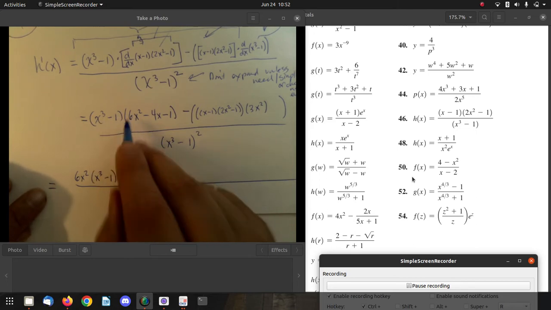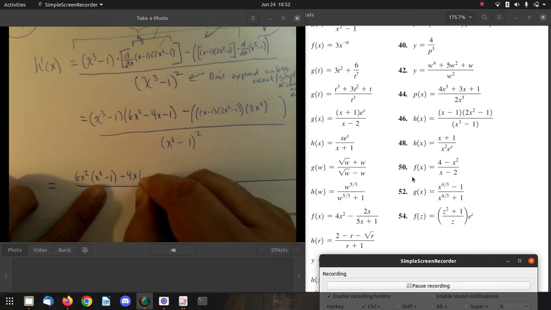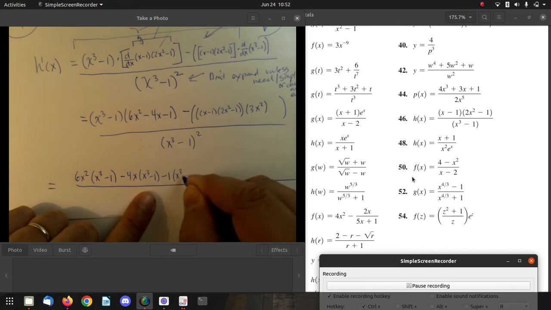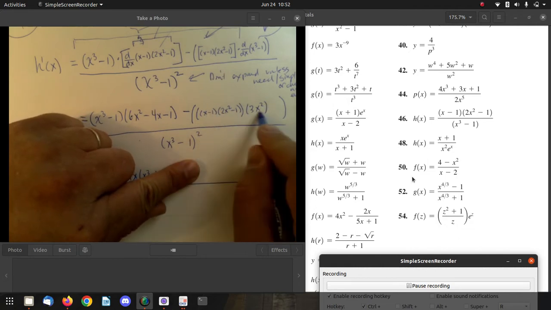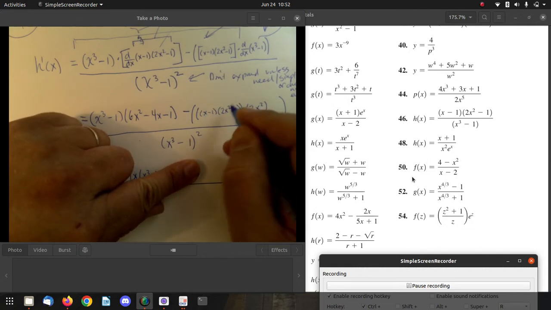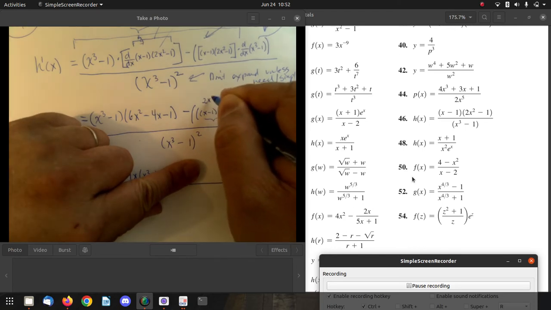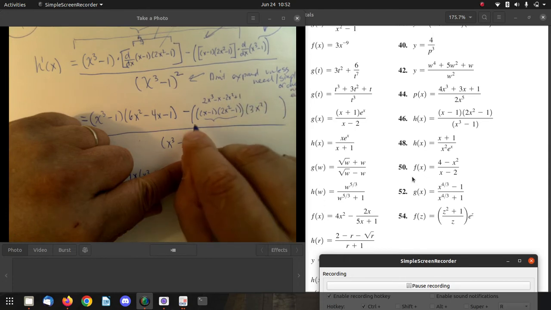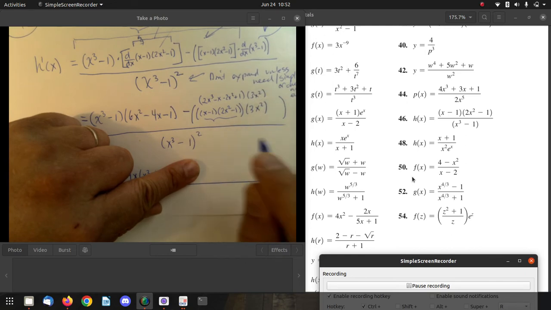So x cubed minus 1 times 6x squared, and then we're going to have minus 4x times x cubed minus 1. Then we're going to have minus 1 times x cubed minus 1. And then let's first simplify the numerator above it. First we have to expand these. That's going to give us 2x cubed minus x minus 2x squared plus 1. And then we're going to take all of that and multiply it by 3x squared.